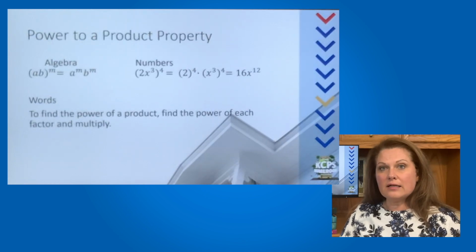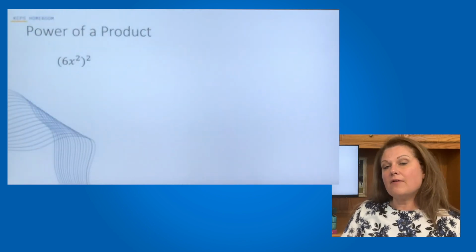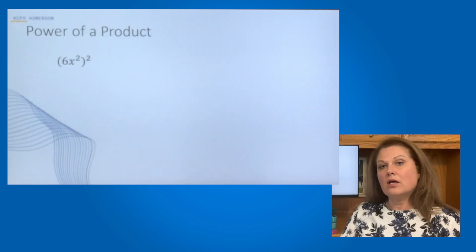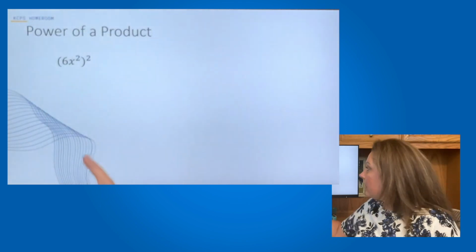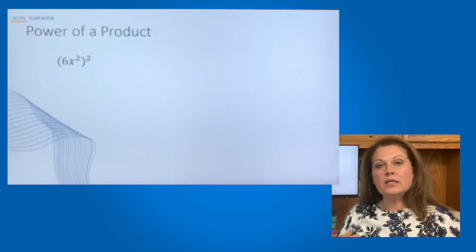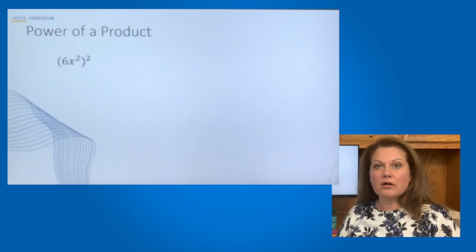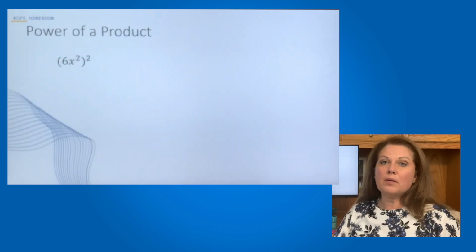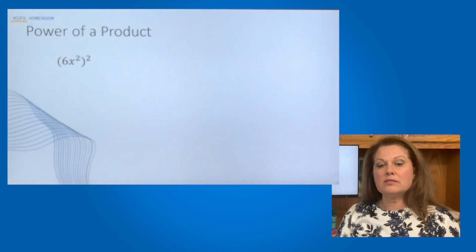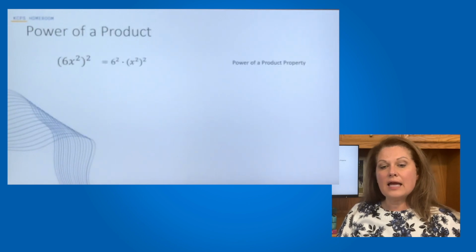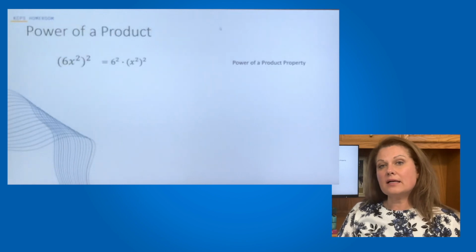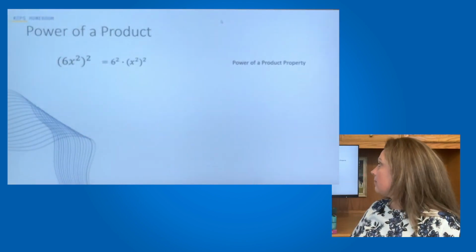Let's take a look at another example. If I have 6x to the 2nd power, you'll notice that my coefficient does not have an exponent. We need to remember that there's an imaginary 1 there. And when we apply the exponent of 2 that's outside the parentheses, we're going to say 6 to the 2nd power times x to the 2nd power to the 2nd power.